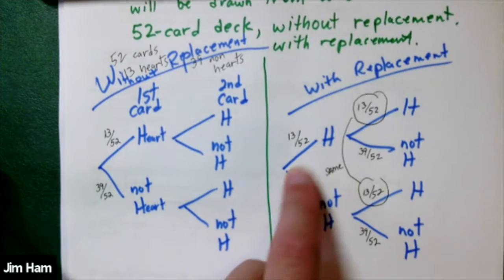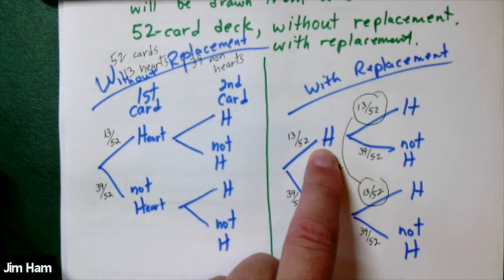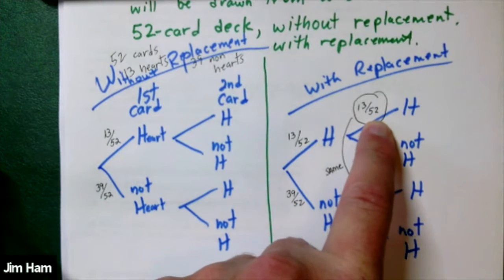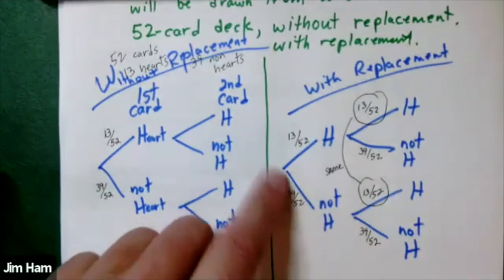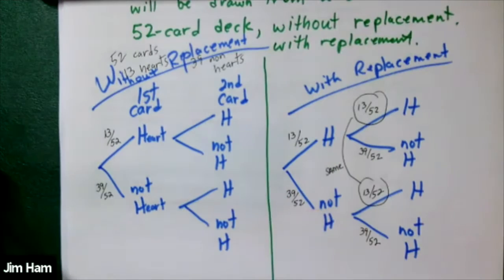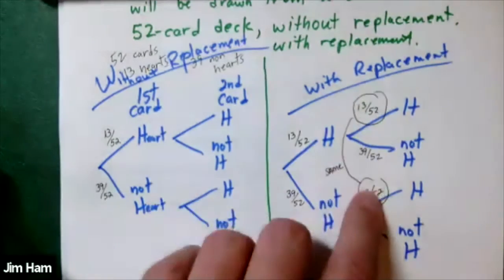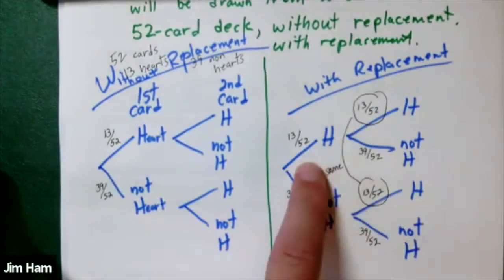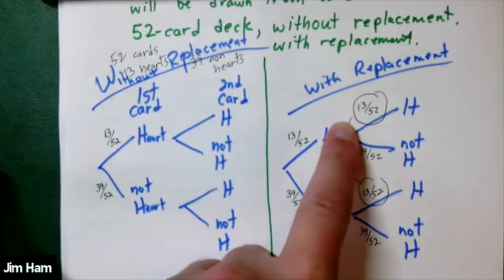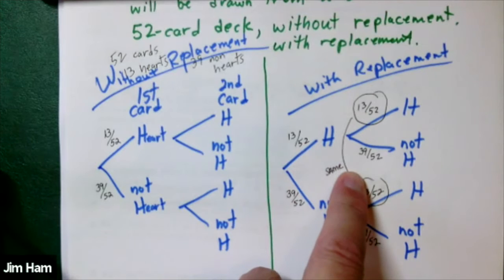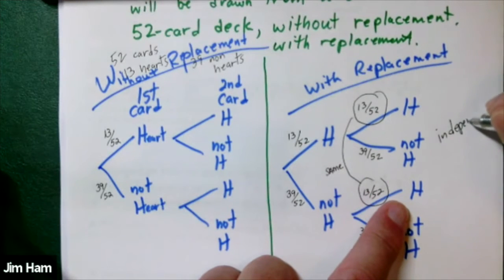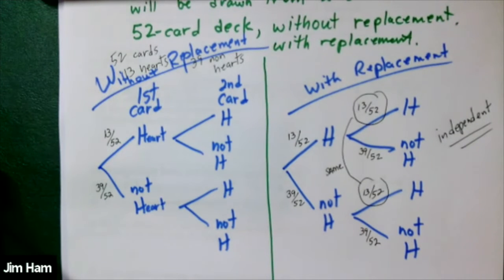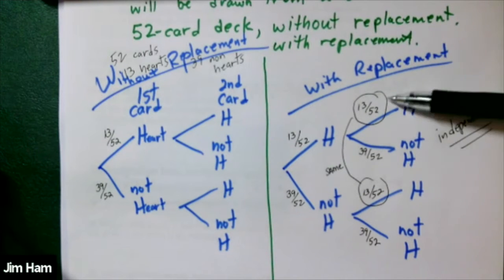So here we could have had the ace of hearts, but we put it back into the deck. So the probability of getting a heart on the second draw is still 13 out of 52, whether we get a heart, ace of hearts, or whether we get a 2 of spades. We're taking the card and putting it back in. These probabilities do not change. So knowledge of what we got on the first card does not change the probability of getting a heart on the second card. We say that the two events are independent in this case. And that was similar to our previous example, where these two probabilities did not change.